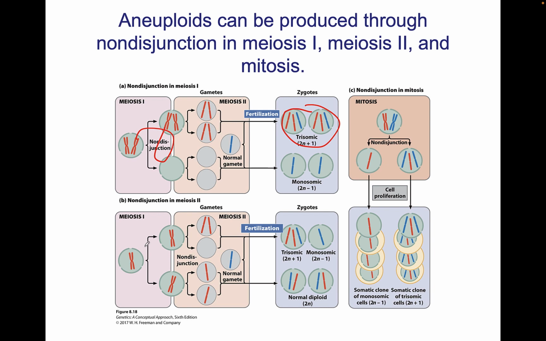So meiosis 1 is normal. In meiosis 2, you have this nondisjunction here, so one cell does not have the proper chromosome number. As a result, you have trisomic here and monosomic here: an extra chromosome here, missing a chromosome here. And then in nondisjunction in mitosis, the nondisjunction can result in somatic cells where some are monosomic, or they can be trisomic, which have that extra chromosome.